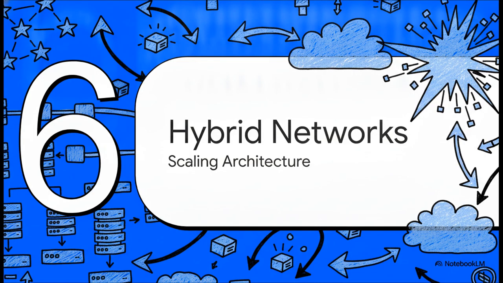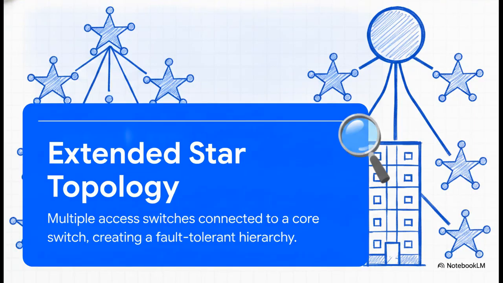Which brings us to our final section. Section 6, Scaling Up, Hybrid Networks. How do we take this to an enterprise level? Let's move to this setup and see how this builds outward for massive enterprises. You build what's called an extended star or a tree topology. Because obviously you can't just plug 10,000 devices into one single switch, right? So you build a star of stars.